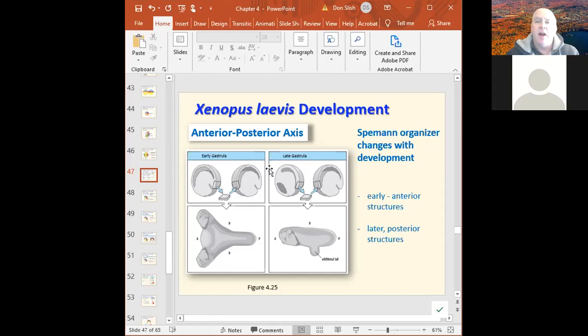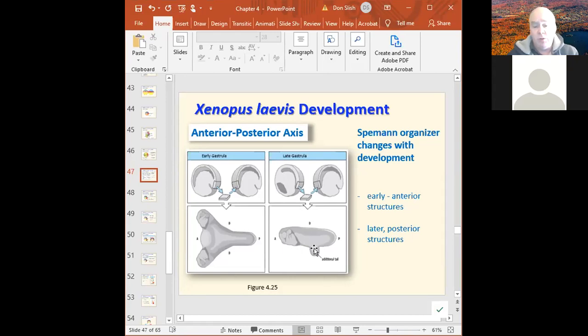What they're showing here now is if you wait until the gastrula has moved along a little further, and then you take that out and put it in the same place on another blastula, you don't get a head anymore. You get a tail. You get a kind of trunk and tail being laid out there.